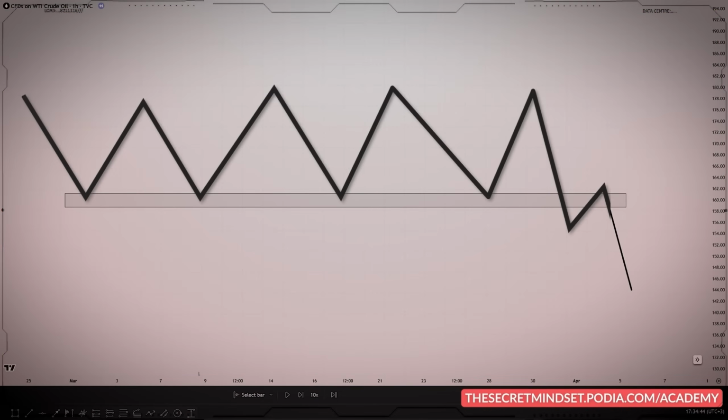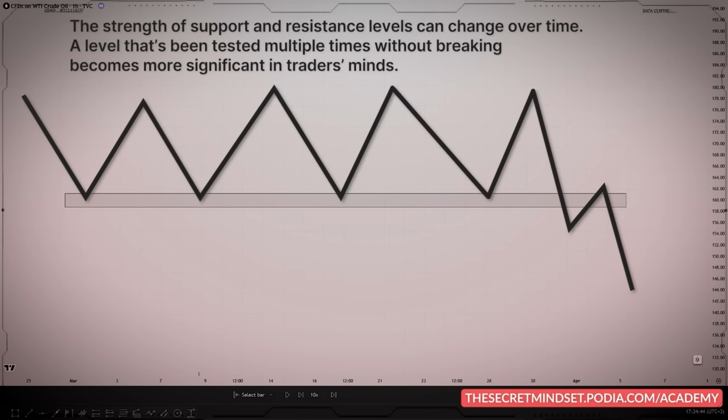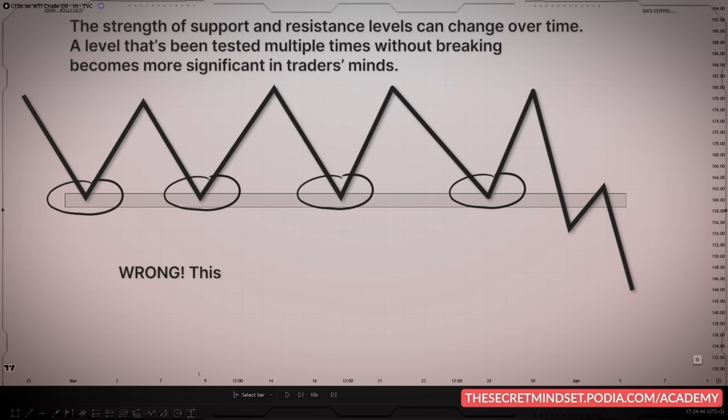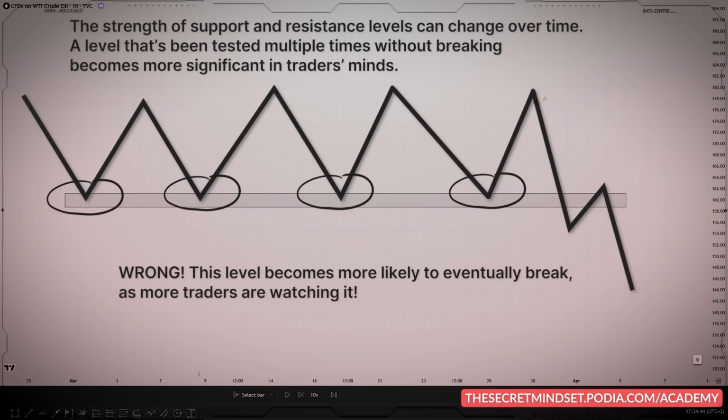The strength of support and resistance levels can change over time. A level that's been tested multiple times without breaking becomes more significant in traders' minds, but it also becomes more likely to eventually break, as more traders are watching it and positioning themselves around it.